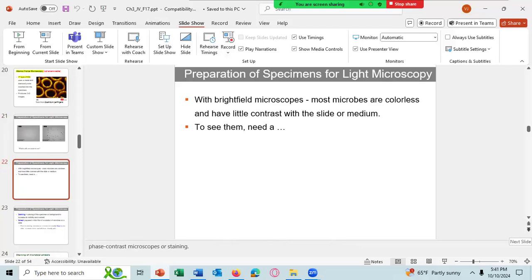With bright field microscopes, which is most microscopes in most labs, microbes are colorless and have little contrast with the slide or the medium. Most microbes are colorless. Obviously, if you're looking at algae, most of them will be green, some of them red, some of them brown. But the point is, most microbes are colorless and you can't see them very easily against the background of the slide. To see them well, you need to use a stain.